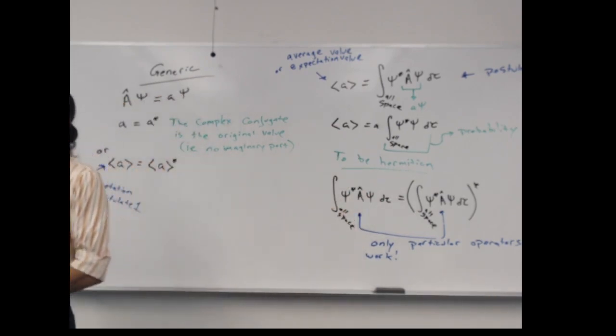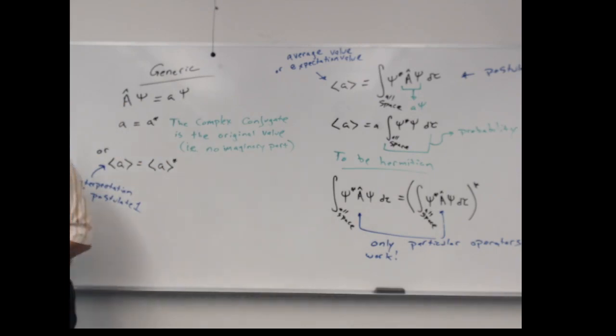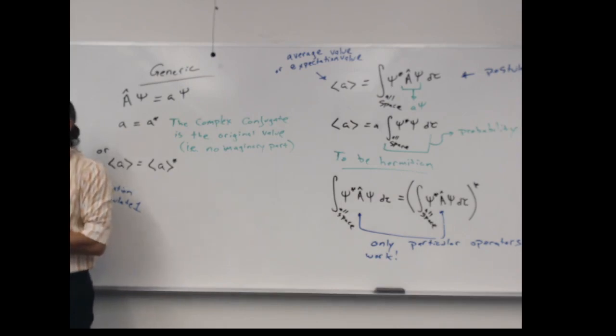But we'll have to get a function that's an eigenfunction first. Question? What is the second nice thing about Hermitian operators? Yeah, I didn't get to the second nice thing, did I? The second nice thing is that the eigenfunctions of a Hermitian operator are going to be orthogonal to each other.